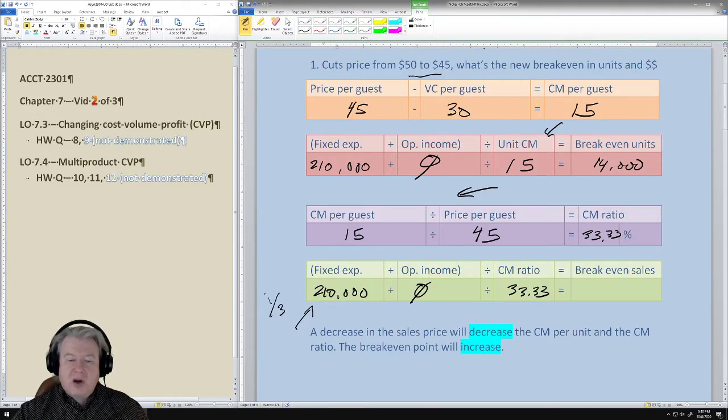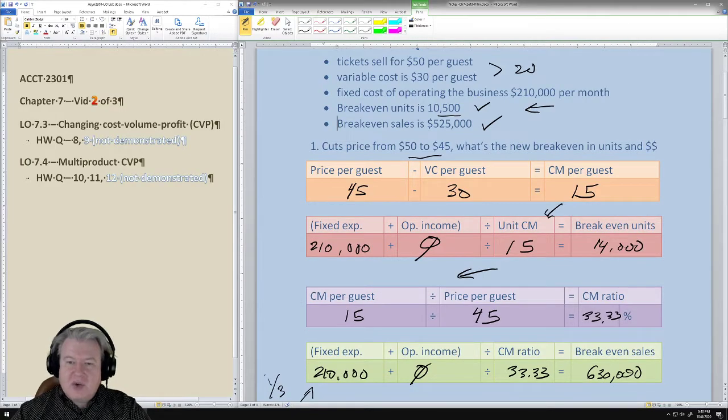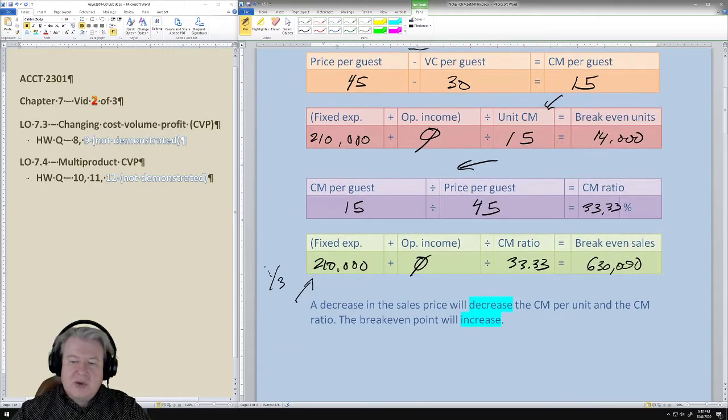Of what bigger number? In other words, if we just multiply that by 3 or divide by 1/3, it comes out to 630,000. So the previous break-even sales was 525,000, as we could see up here. The new break-even sales with the reduced price, but keeping everything else the same, is 630,000.